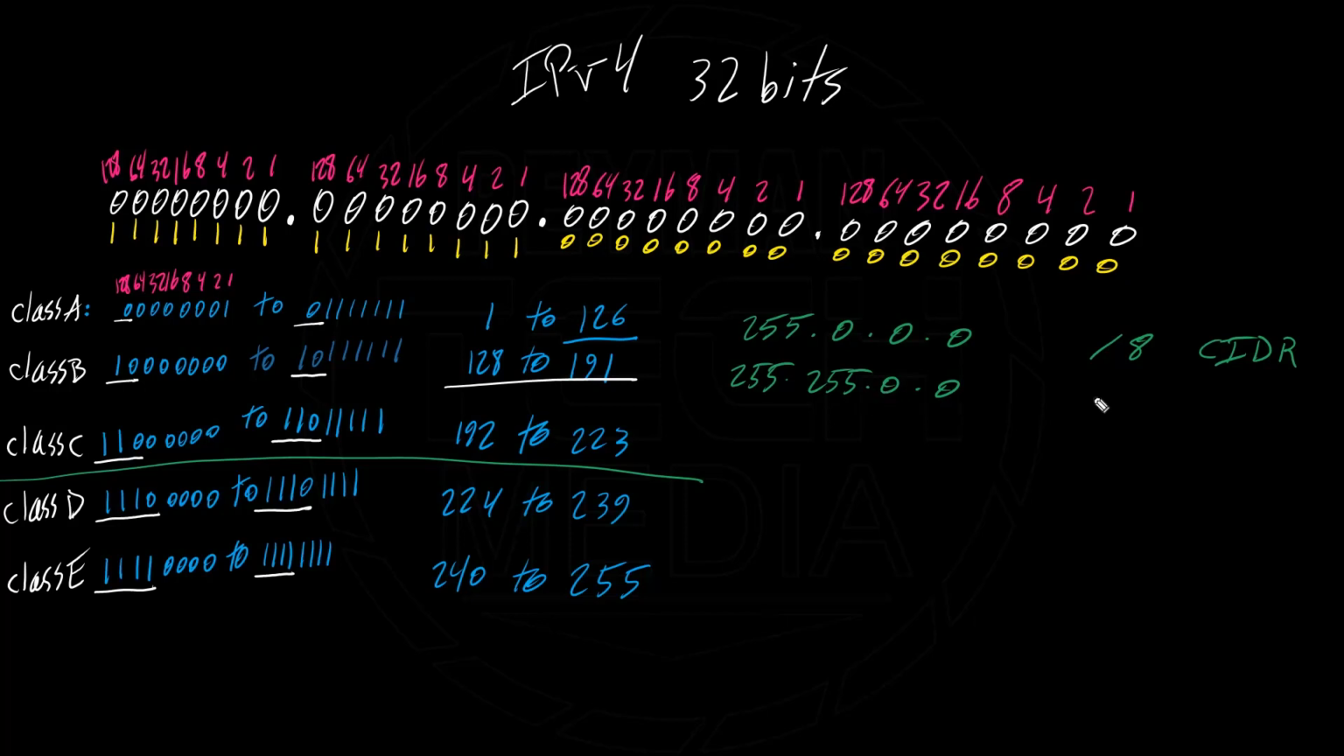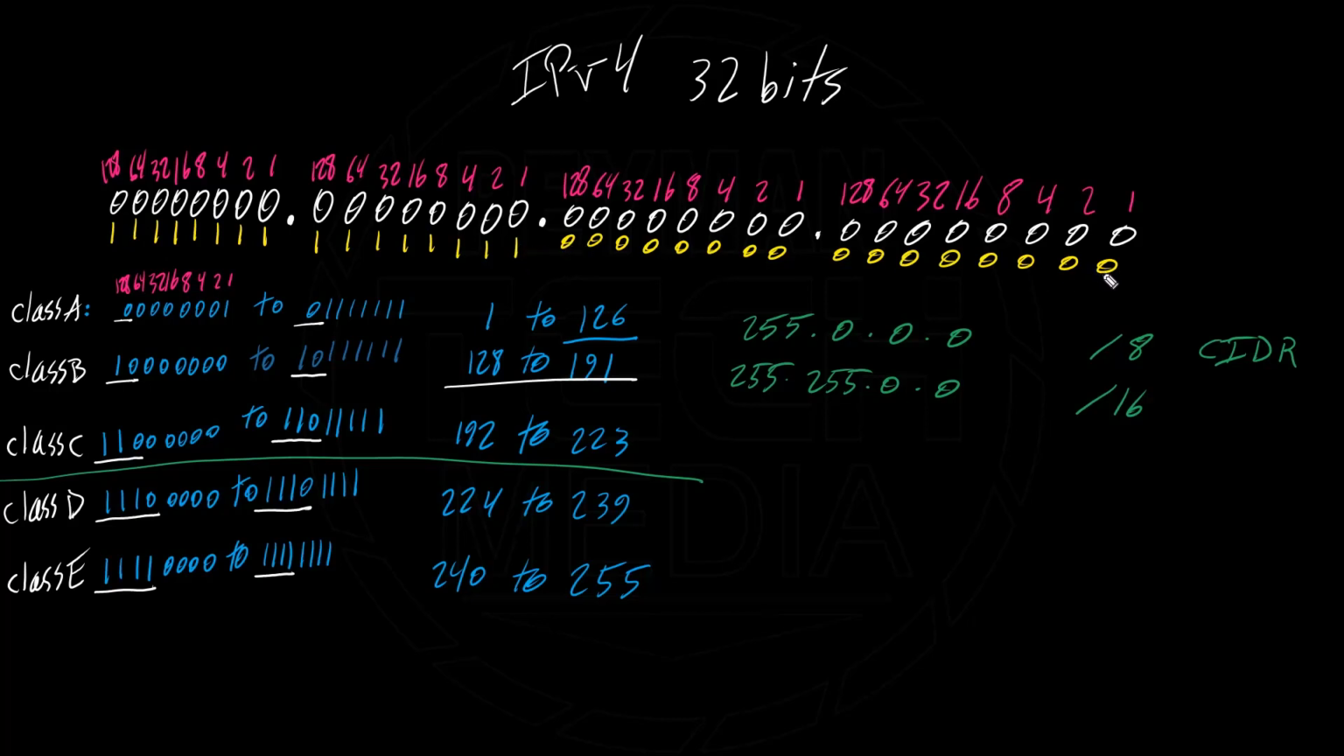255.255.0.0. The shorthanded version or the CIDR notation is /16, because if we count, this is the number of bits being turned on. So from left to right, 1, 2, 3, 4, 5, 6, 7, 8, 9, 10, 11, 12, 13, 14, 15, 16. So this is /16. 16 bits turned on gives us 255.255.0.0. What does it mean? For class B, we have 16 bits for the network, 16 bits for the host. So ones represents the network bits, zeros represents the host bits.